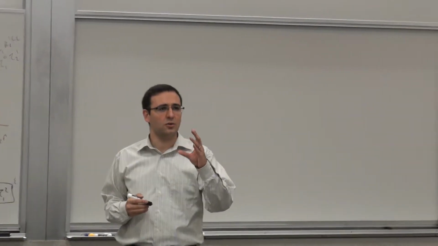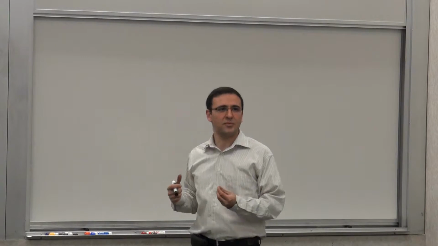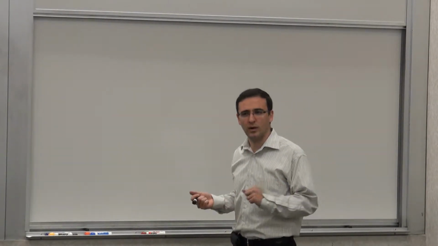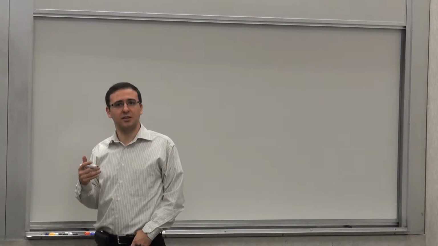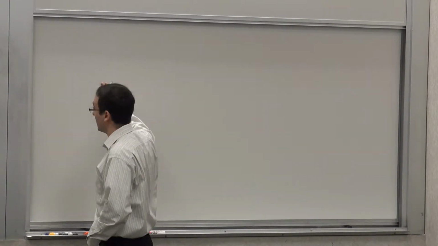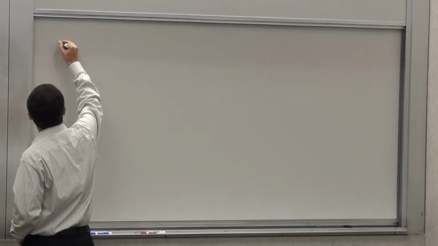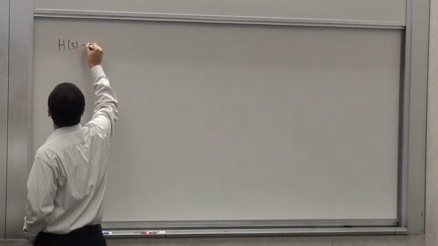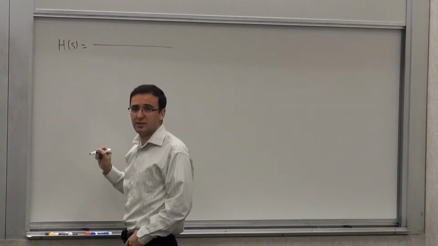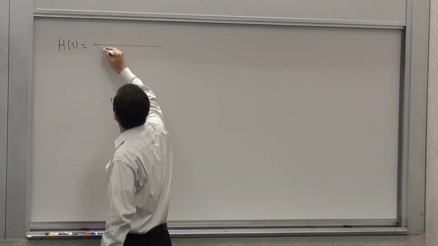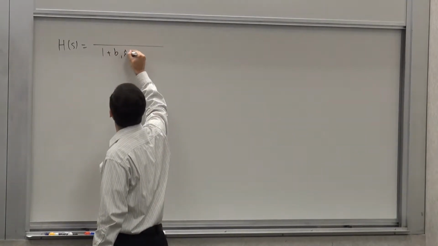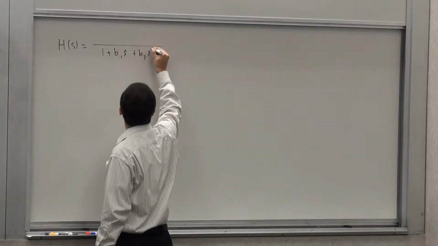So we analyzed a second order system and we determined the coefficients B1 and B2, right? Now, there are more useful things that we can determine by looking at the transfer function. So let's say you have a transfer function of a second order system. If you look at the denominator, of course, you have 1 plus B1s plus B2s squared.